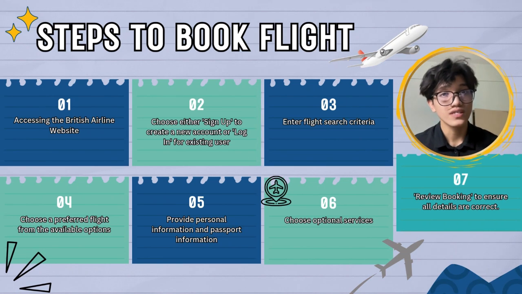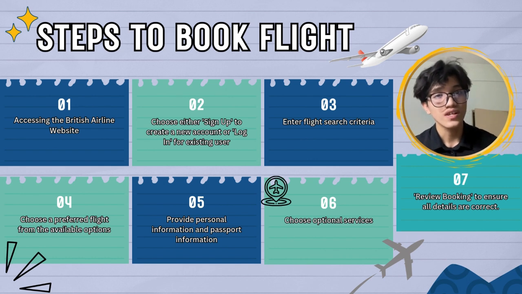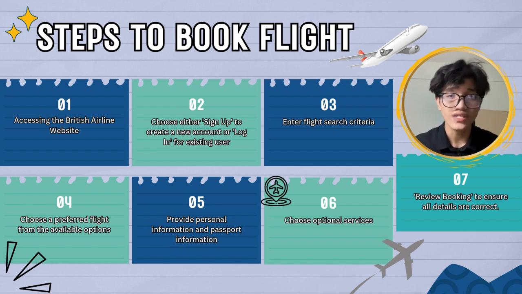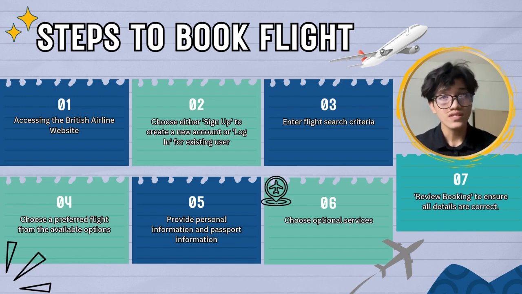I'll guide you through the steps to book a flight ticket on the British Airways website. Start by accessing the website through any search engine. Once there, either sign up for a new account or log in if you already have one. Next, go to the search flights section and enter details like your departure location, destination, travel dates, number of passengers, and travel class. Once your options appear, select the flight that best suits your needs.